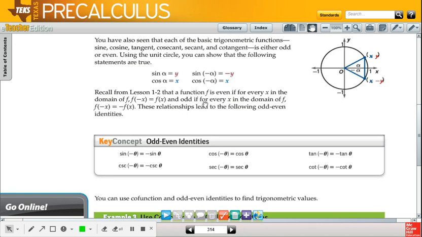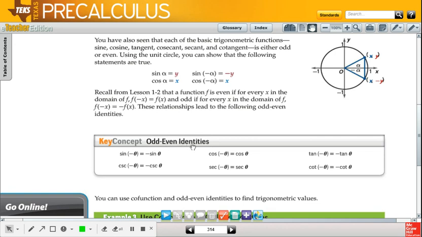And odd if for every x in the domain of f, f of negative x is equal to negative f of x. So what it means is that when you have a negative x within the function, the value that you come out with will be the negative of what you get when you plug in a positive x. These relationships lead to the following odd even identities.